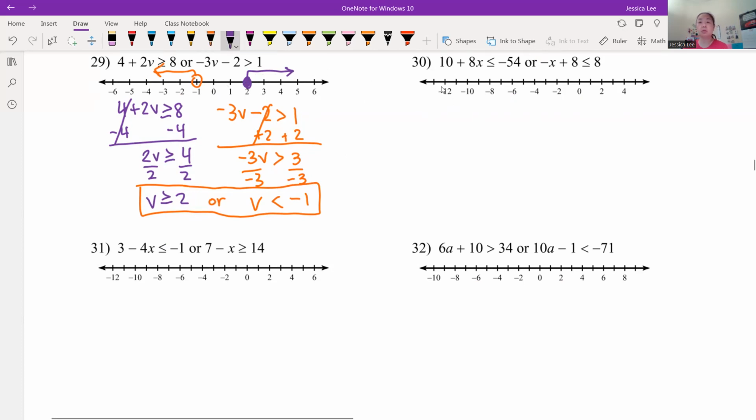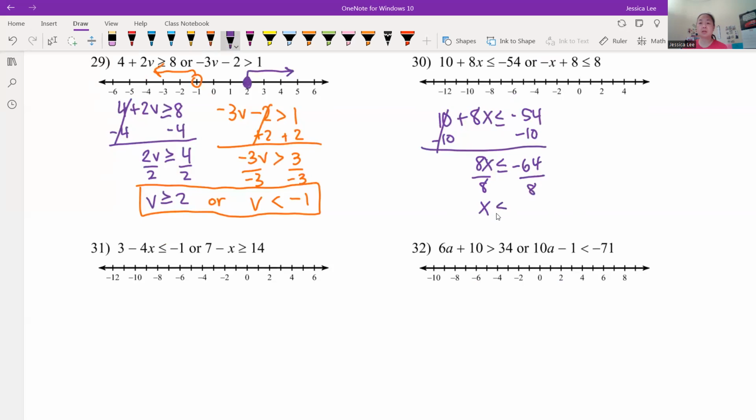Let's try the second one right here. So number 30, 10 plus 8x is less than or equal to -54. All right, again, we're going to subtract 10 on both sides. 8x is less than or equal to -64, divided by 8. We've got x is less than or equal to -8. That's our first part. So we've got -8 right here, less than.